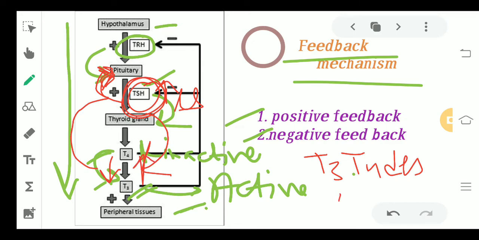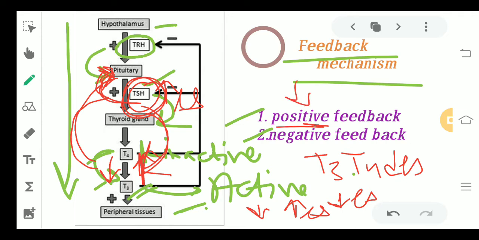So initially the level was decreasing, but later, when the message was sent to the pituitary, it led to the secretion of more TSH, which increased the secretion of T3 and T4. Earlier it was negative, but afterwards it increased. So this is something positive. This is a positive feedback mechanism.